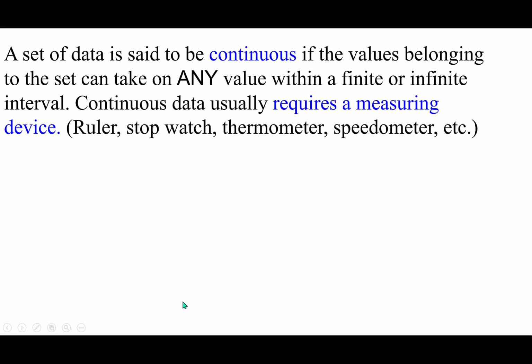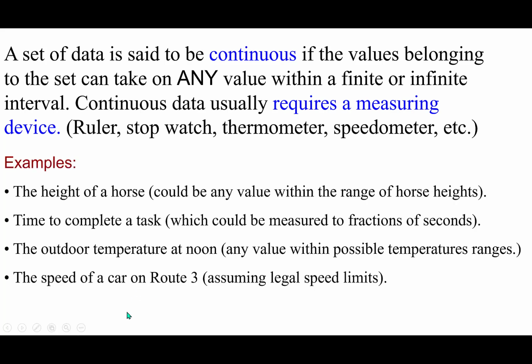Okay. A set of data is said to be continuous if the values belonging to this set can take on any value within a finite or infinite interval. So guys, this is usually when we're measuring things with a ruler, a stopwatch, thermometer, timer, speedometer, things like that. So here are some examples: the height of a horse, time to complete a task, temperature outside, and speed of a car.